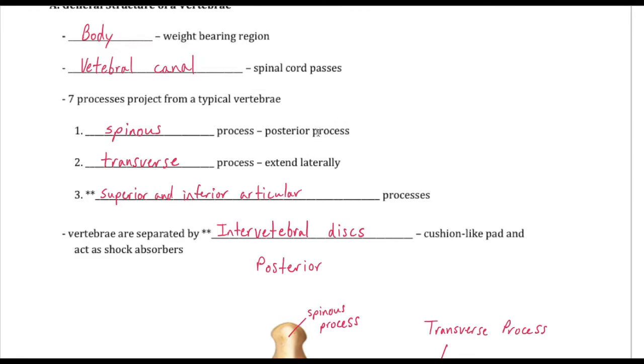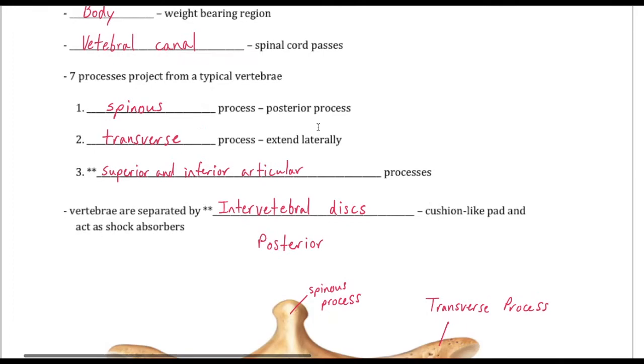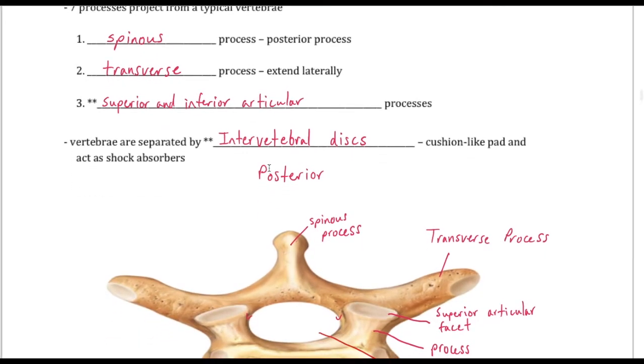Now we have 7 processes that project from the typical vertebrae. So our first ones are our spinous process. This is our posterior side of the vertebrae. So every time you see a spinous process, it's going to be the backside of the vertebrae, facing the backside of the person. We have our transverse process. These extend laterally. And then we have our superior and inferior articular process. And then vertebrae are separated by intervertebral discs, okay? They're cushion-like pads and act like shock absorbers.